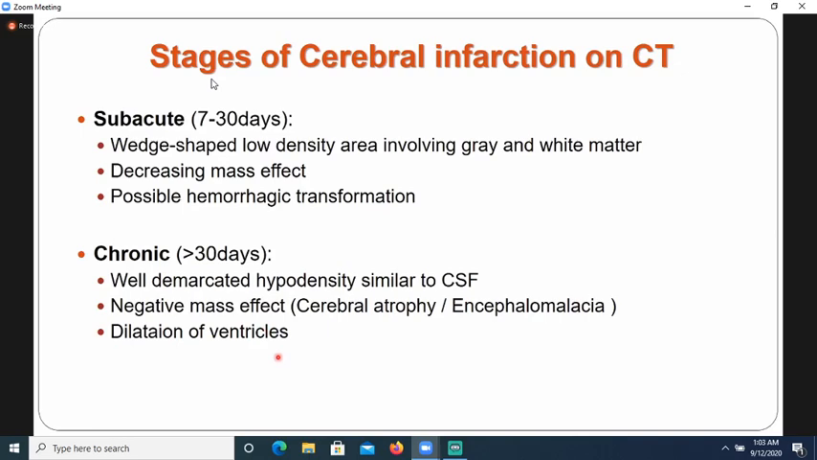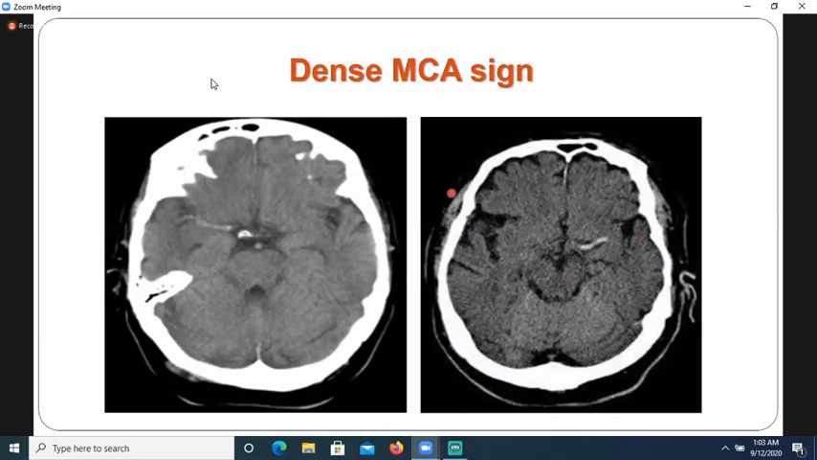See this structure, dense, a tubular structure. This is the middle cerebral artery location, and it appears white and dense because of the intravascular thrombus, which is sometimes seen in acute infarction. Then there is the obscuration of the lentiform nucleus.